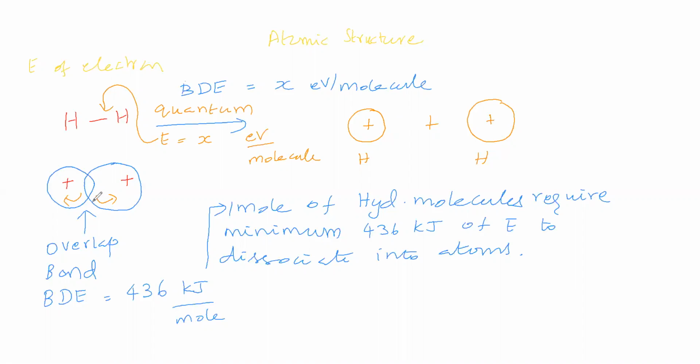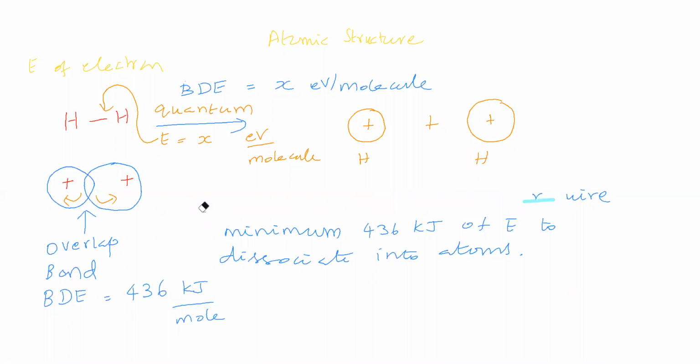In the overlapped electron cloud, this atom takes back its own electron cloud, and that atom takes back its own electron cloud. Then we get atoms. So this quantum energy is sufficient to dissociate the hydrogen molecule into hydrogen atoms. Now, is the x electron volt we supplied completely utilized for dissociating the molecule into atoms, or is any energy remaining? What do you say?